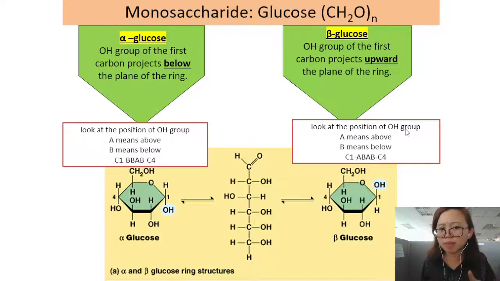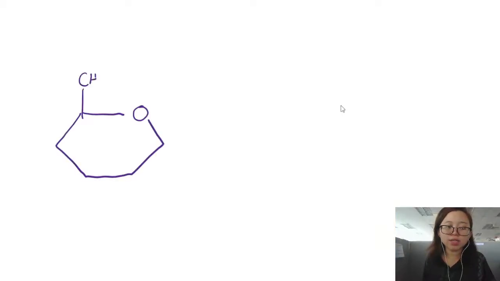Why does this matter? This will matter because different types of glucose arrangement will give rise to different bonds. Different bonds means that the property of the polysaccharide will be different. Mari kita tengok, okay, di bawah. So this is how you draw an alpha glucose. I'll replay that animation again.